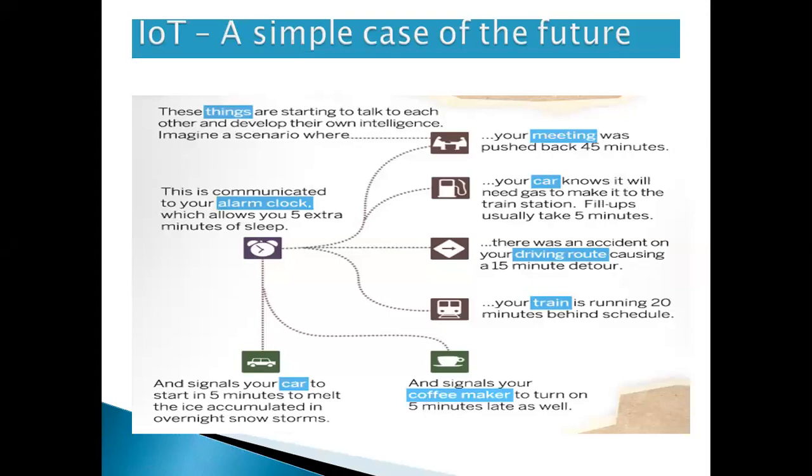All this information is alerted to your alarm, and then the alarm gives signals to your car as well as the coffee maker, telling it to please turn on 5 minutes late, so that you can adjust your time accordingly. Next slide.